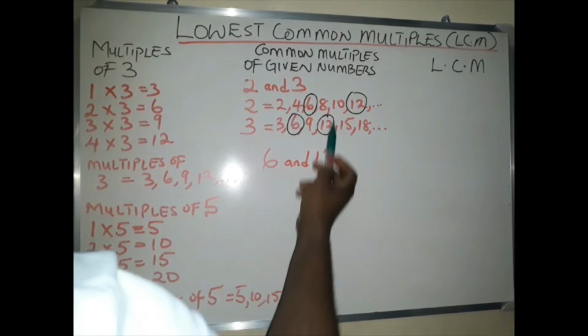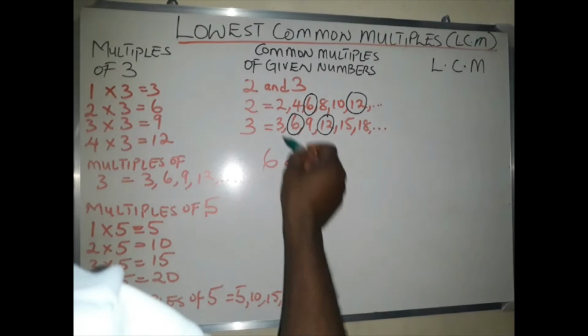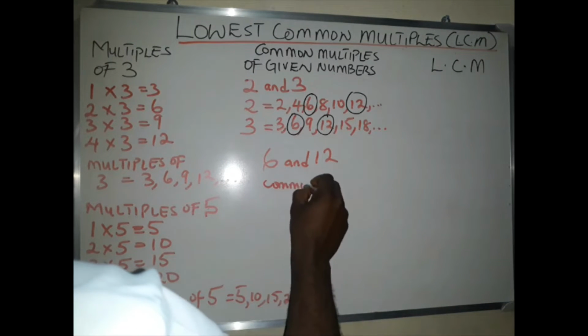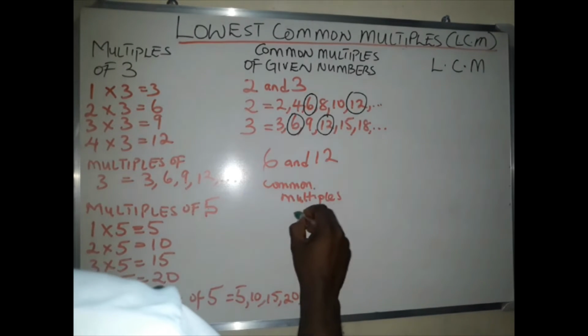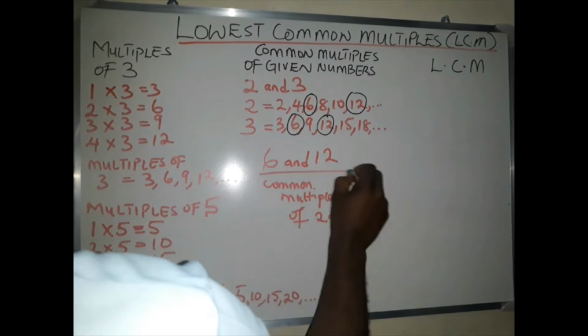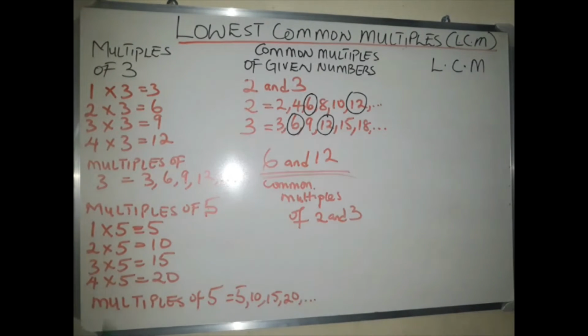And since we have both 6 and 12 as multiples of 2 and 3, 6 and 12 will now be the common multiples of 2 and 3, because 2 and 3 can divide 6, and 2 and 3 can divide 12 without a remainder. Therefore, 6 and 12 are the common multiples of 2 and 3.